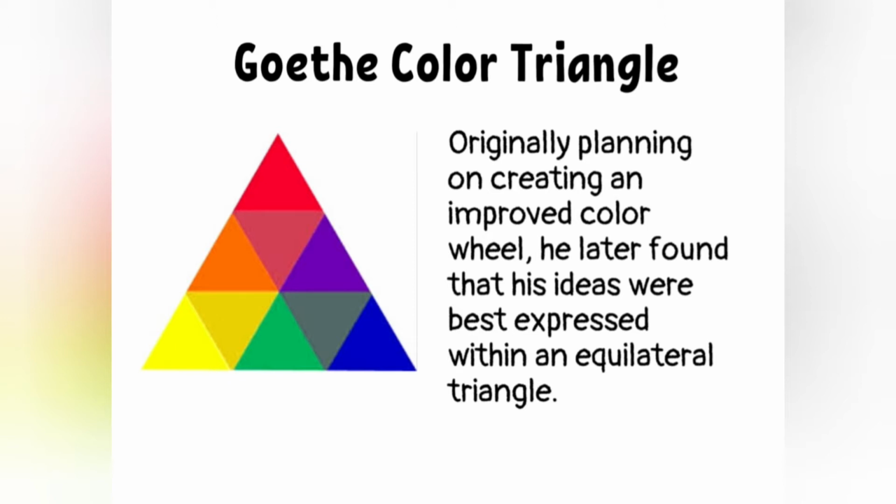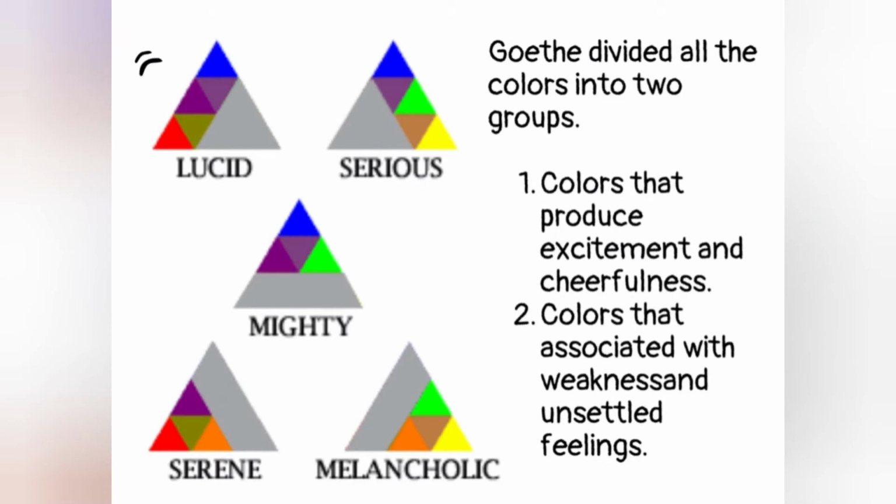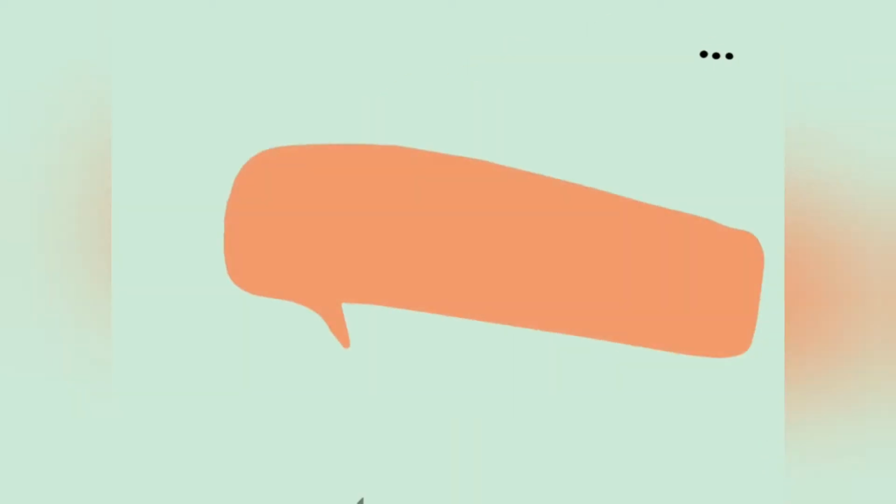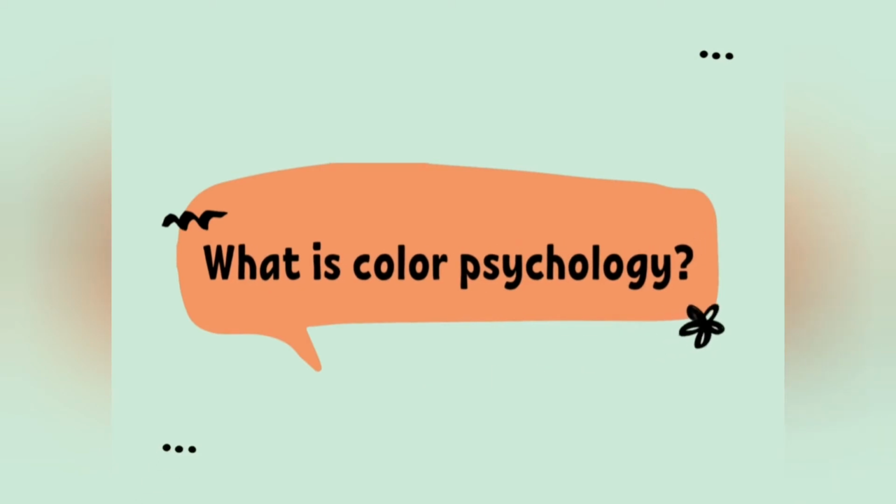This color triangle was divided into 5 other triangles depicting 2 groups. The first group was made on the basis of colors that produce excitement and cheerfulness, while the other group was based on those colors that are associated with weakness and unsettled feelings. Yes, that's all for the history.